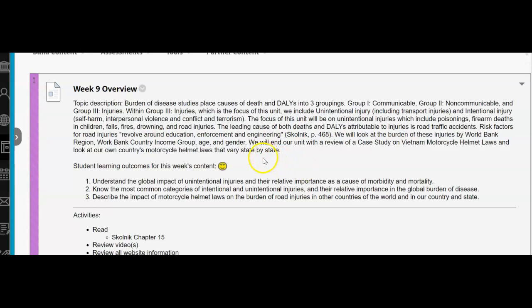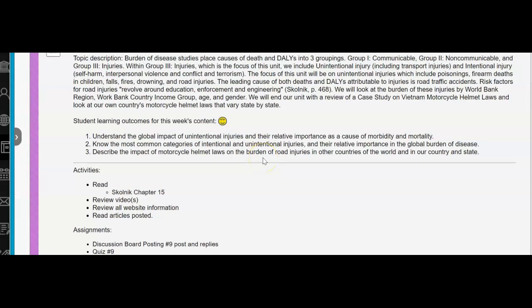At the end of the learning unit, you're going to better understand the global impact of unintentional injuries and know the most common causes and categories of both intentional and unintentional injuries. And we're going to be more well-informed about motorcycle helmet laws and how they impact the burden of road injuries in other countries of the world and in our country by state.